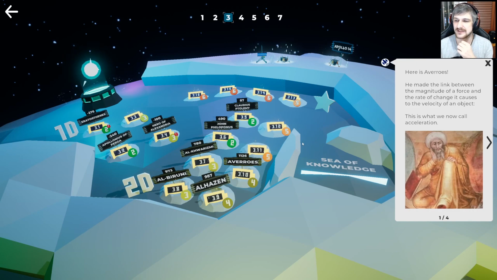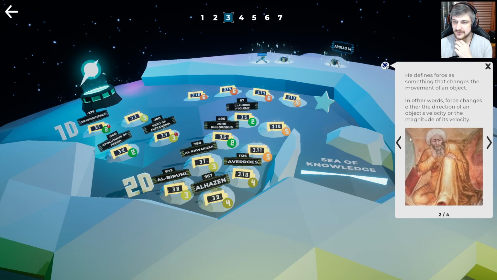Averroes, he made the link between the magnitude of a force and the rate of change it causes to the velocity of an object. This is what we now call acceleration. He defines force as something that changes the movement of an object. In other words, force changes either the direction of an object's velocity, or the magnitude of the velocity.